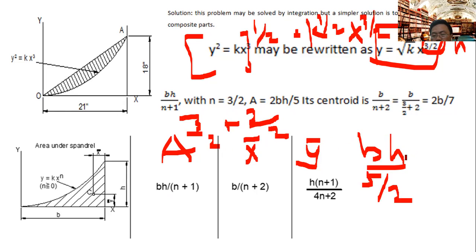In other words, when you put 2 up, you will have an area equivalent to 2BH over 5. This is just a mathematical operation. Now, how about the centroid? We are going to use this one.